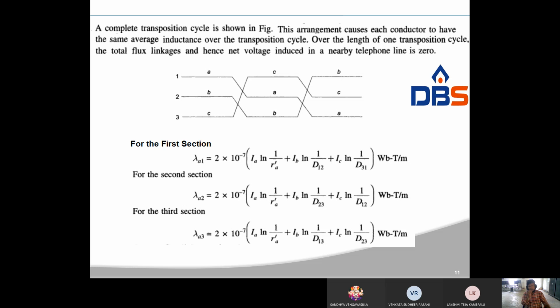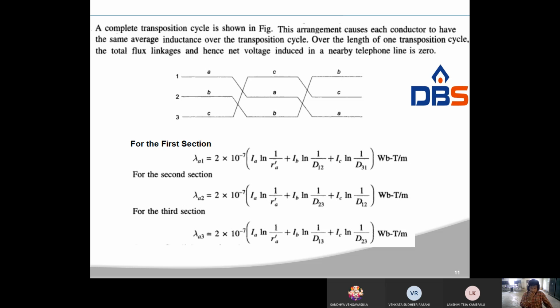Whenever you transpose the transmission conductors or do not transpose them, suppose it is a symmetrical balanced current, IA plus IB plus IC equal to 0. Even in the asymmetrical case, IA plus IB plus IC equal to 0, right? The current is balanced but the voltage drop is different. That's why we are doing transposition of transmission lines. By using this, we can also reduce the telephonic interference.